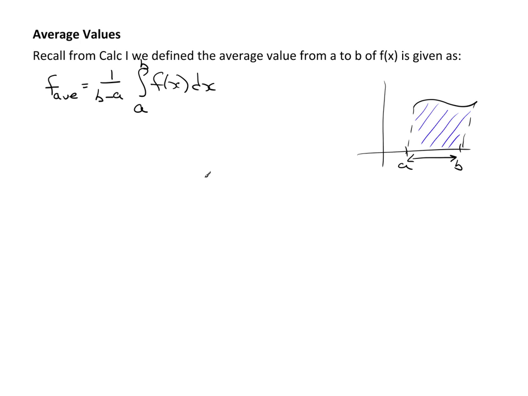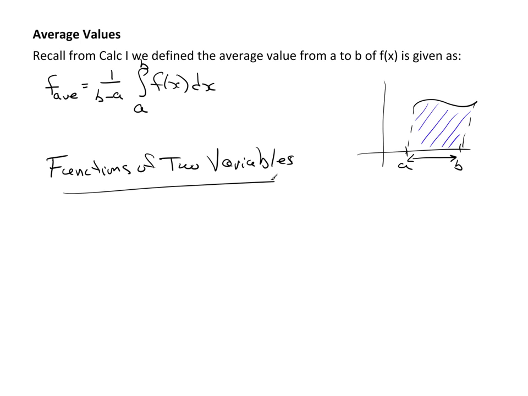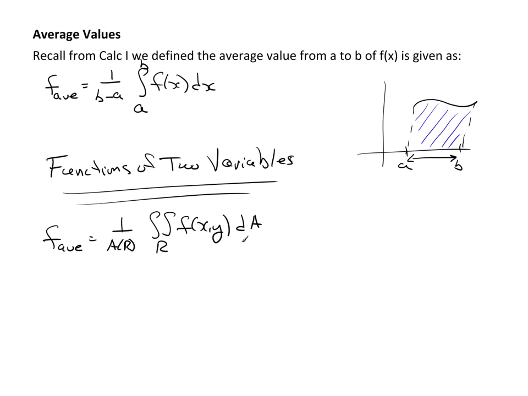The average value of a function for two variables, so let's say functions of two variables, take that idea and say, hey, look, the average is going to be simply equal to 1 over A of R times the double integral over R of f of x y dA. And this value A of R, what that represents, this represents the area.